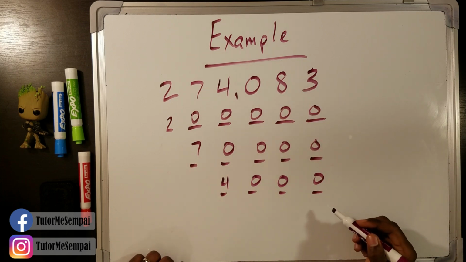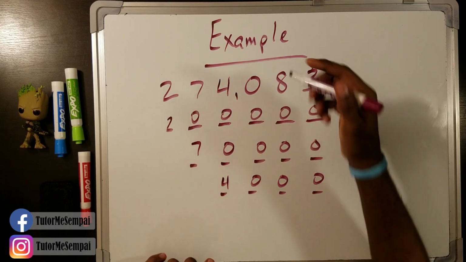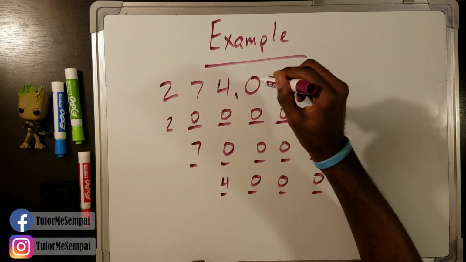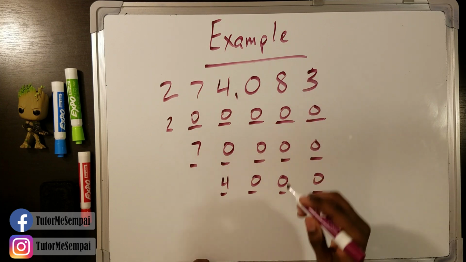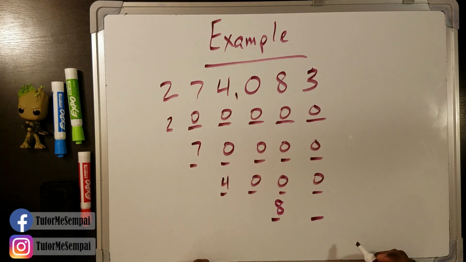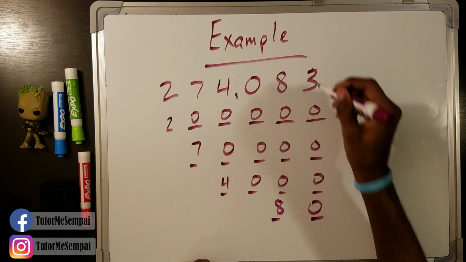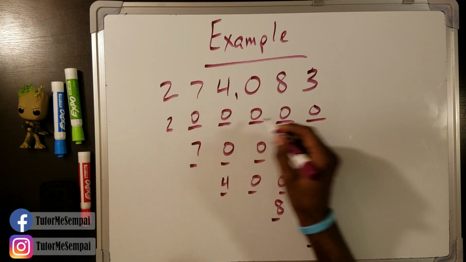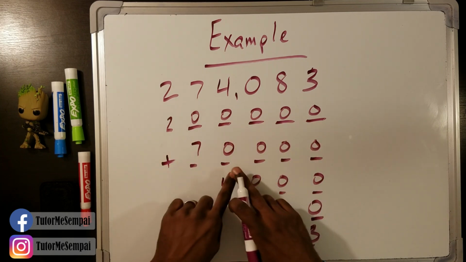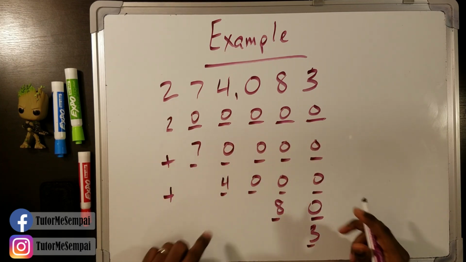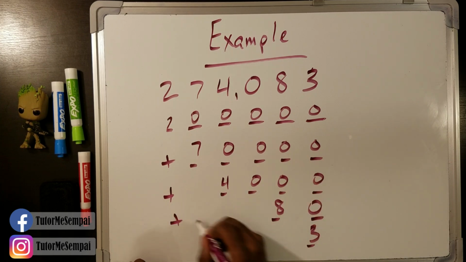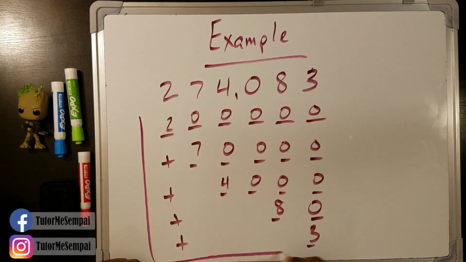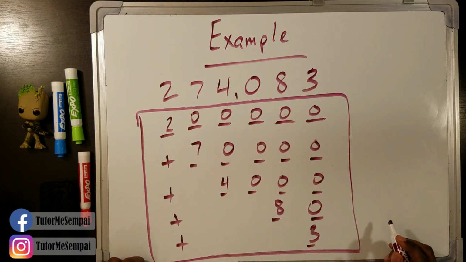Now we have a 0 here. Remember what we did way back where we had a 0 in a place value. Nothing shows up, so we can skip whenever there's a 0 in a place value. So we go to our 8, and we put that there, and then put a 0 there, and then we finish it off with our 3. So this one is going to be 200,000 plus 70,000 plus 4,000 plus 80 plus 3. This whole thing is our expanded form notation.